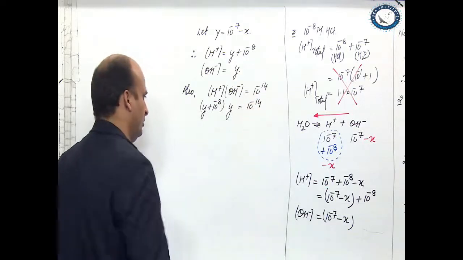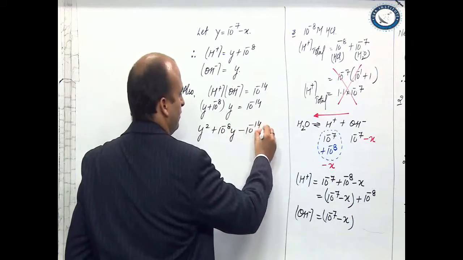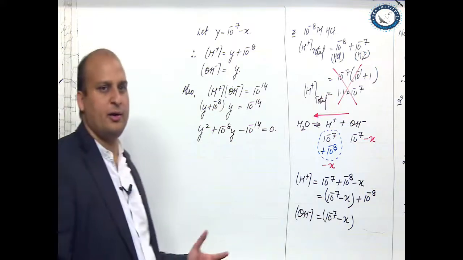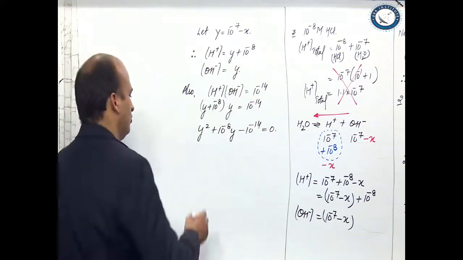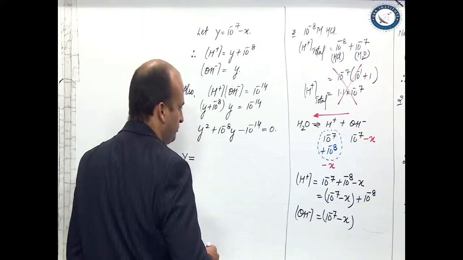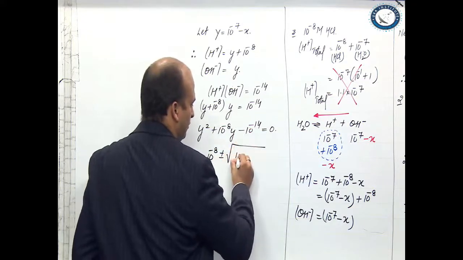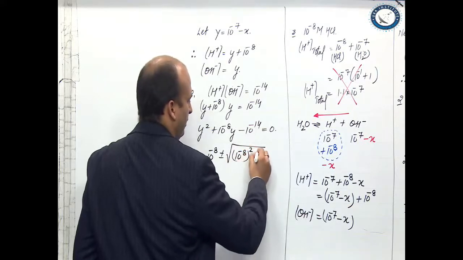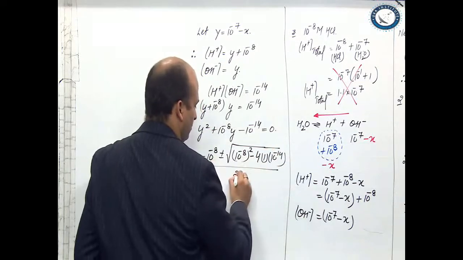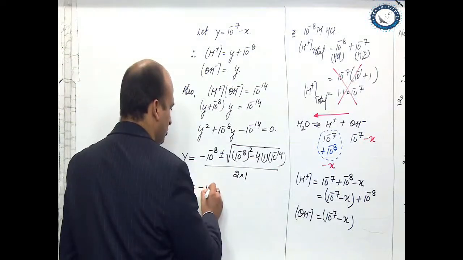to power minus 14. So you are going to get Y square plus 10 raised to power minus 8 Y minus 10 raised to power minus 14 is equal to 0. Okay. So what do you get over here? You get a quadratic equation over here. Okay. So Y is equal to minus 10 raised to power minus 8 plus minus under root of minus whole square minus 4 into 1 into 10 raised to power minus 14 by 2. Right?